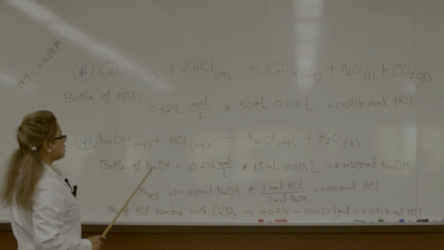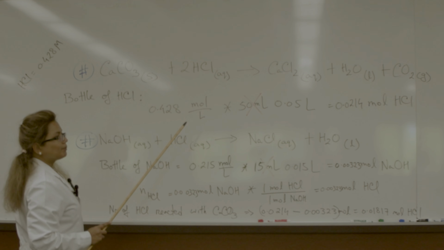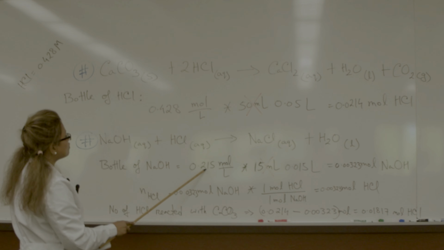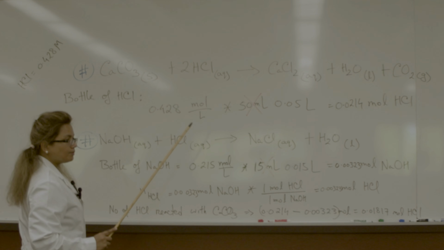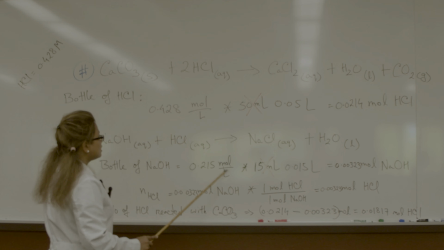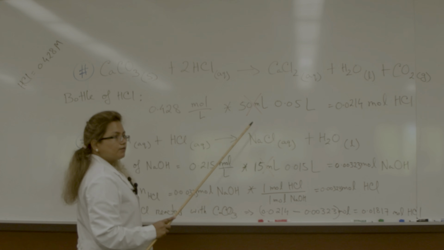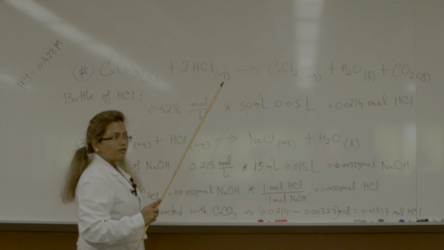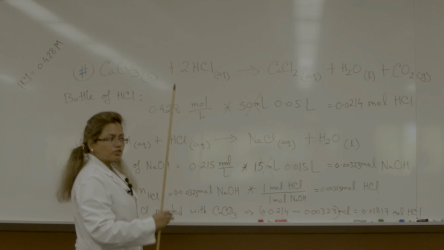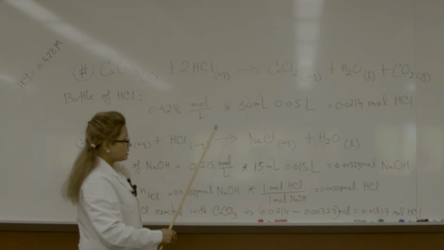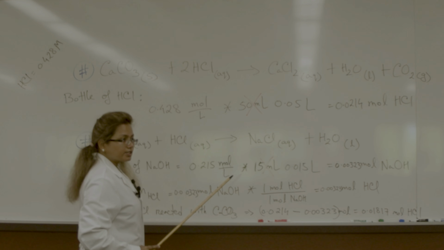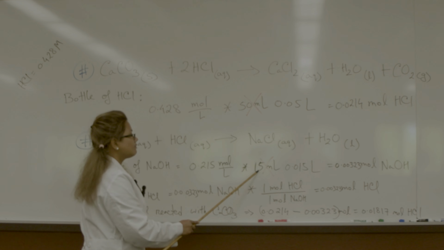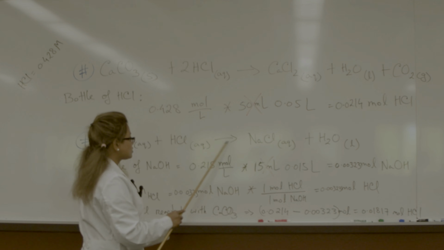Same thing on the bottle of the sodium hydroxide, you see the molarity, which is 0.215 mole per liter. In the bottle it says capital M, which is mole per liter actually. I used 15 milliliters because I delivered 15 milliliters of sodium hydroxide to the flask. So this 15 milliliters comes from that. The burette is 50 milliliters, but from that I used only 15 milliliters of sodium hydroxide.